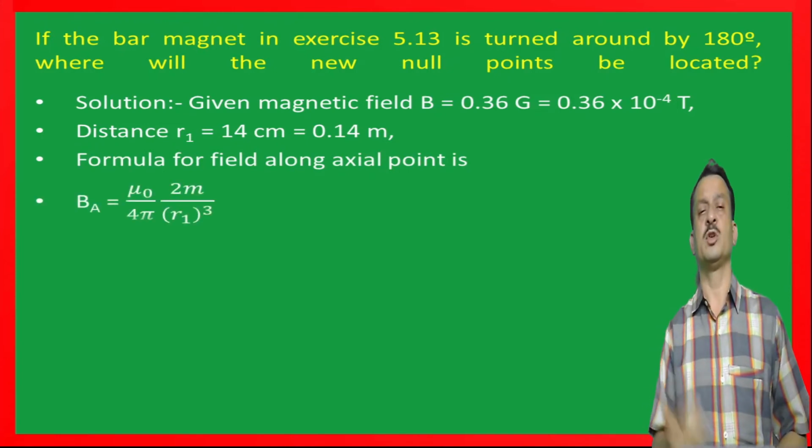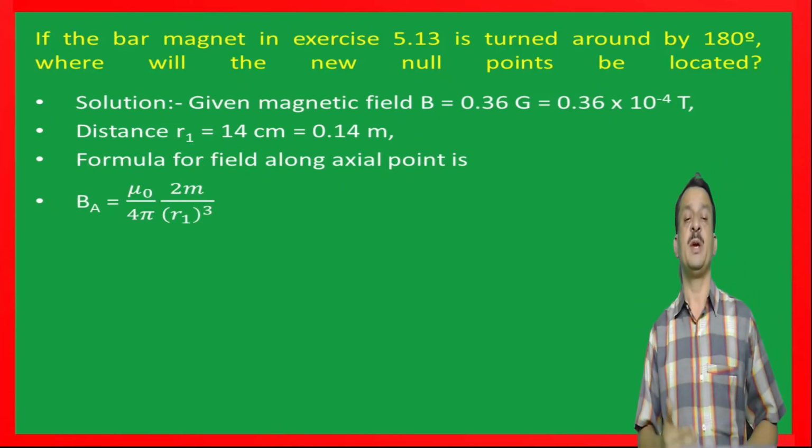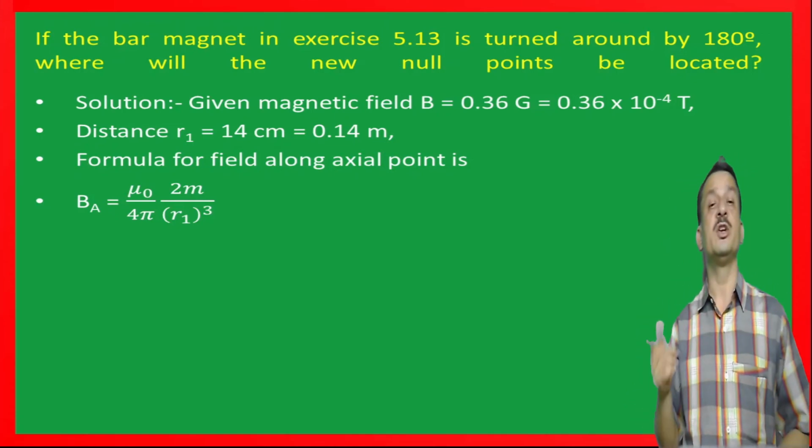What we have to know: we know the formula for the field along the axial point, BA is equal to mu naught divided by 4 pi into 2m by r1 cube.